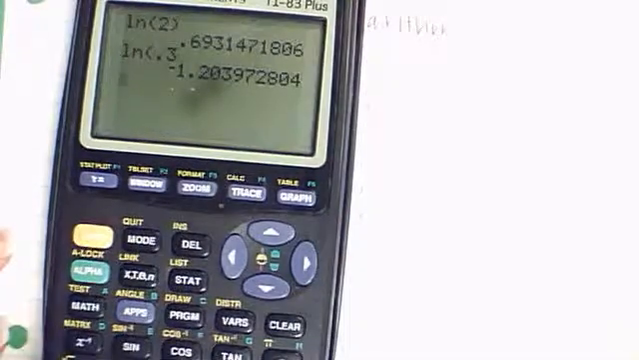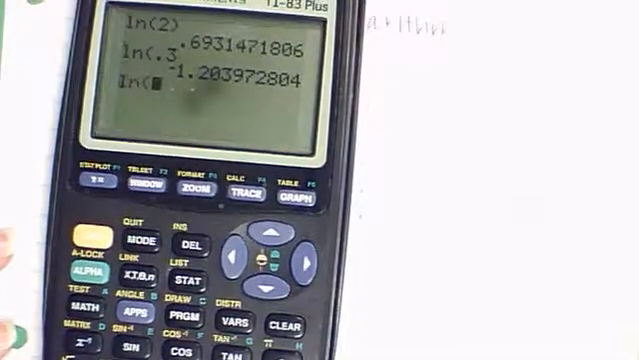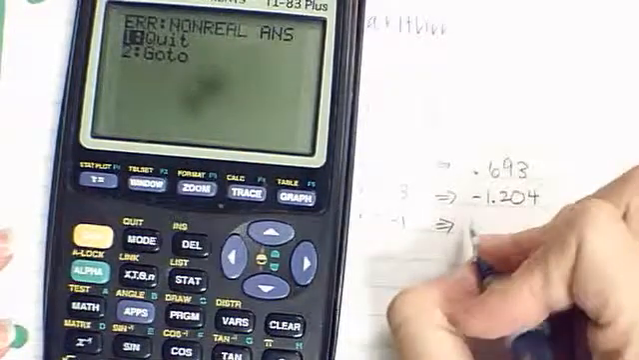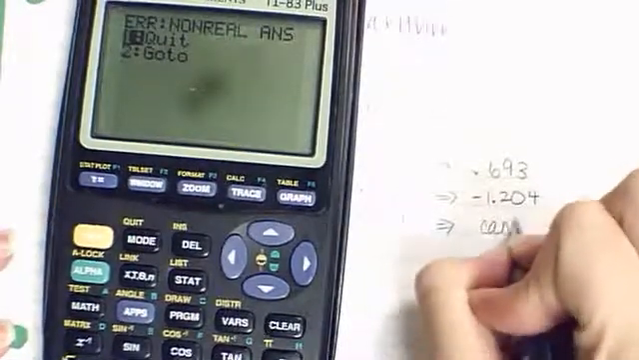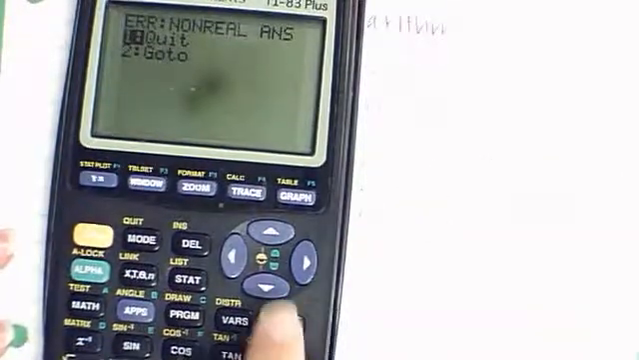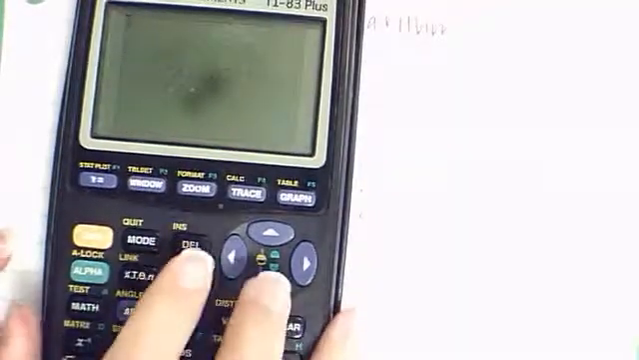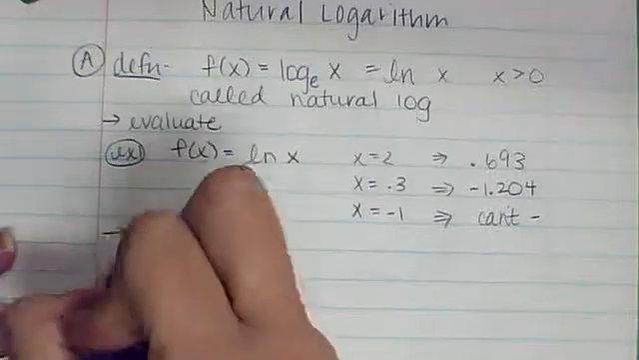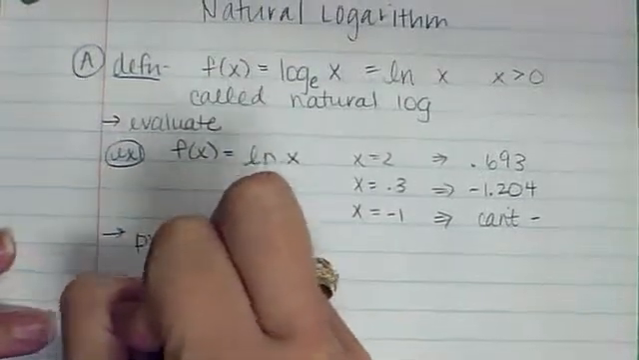We're always rounding to 3 decimal places. And if I do the natural log of -1, I get an error. Remember, the reason that happens is because I cannot have negatives. So there's no answer there. That will give you an error every time. Okay, we're going to learn about some properties of these natural logarithms.